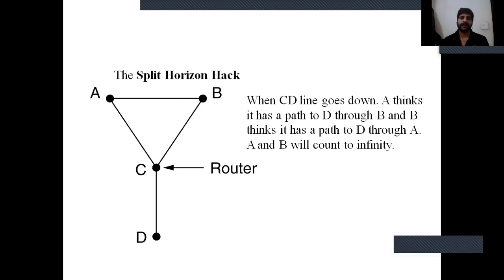So split horizon works like that. When the C to D line goes down, C thinks it has a path to D through B, and B thinks it has a path to D through A, and A will complete the loop.